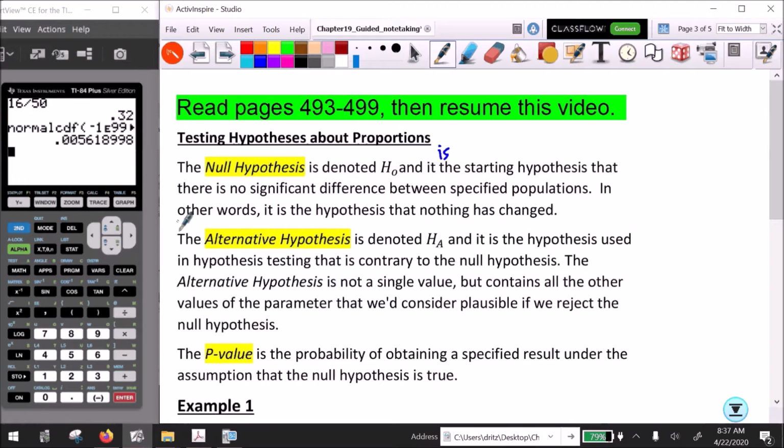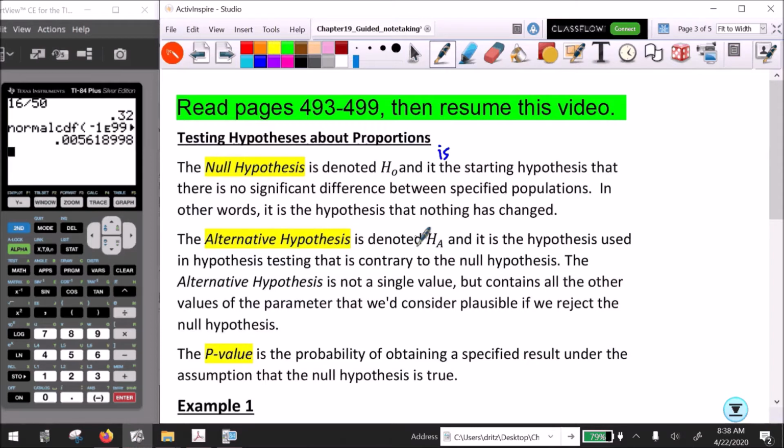The alternative hypothesis is denoted by H sub A, and it is the hypothesis used in hypothesis testing that is contrary to the null hypothesis. The alternative hypothesis is not a single value, but contains all other values of the parameter that we consider plausible if we reject the null hypothesis.